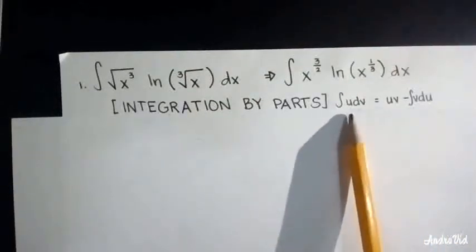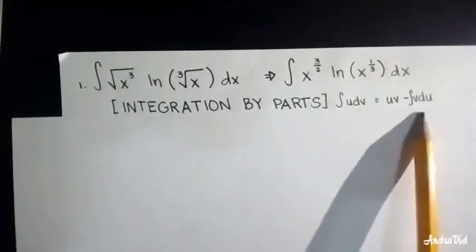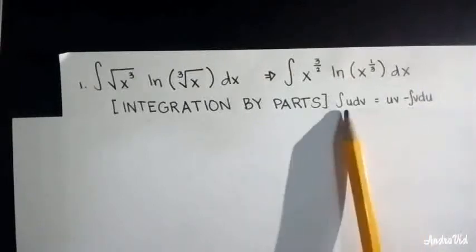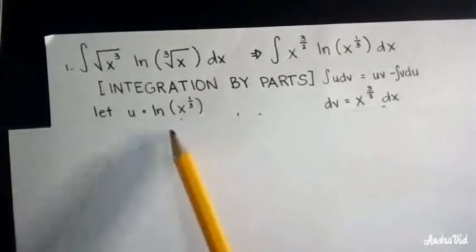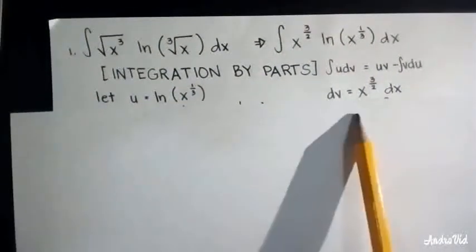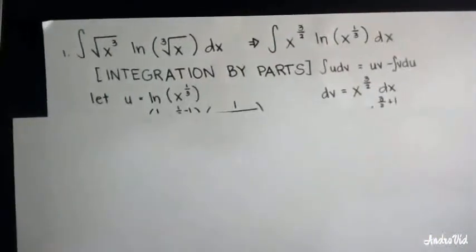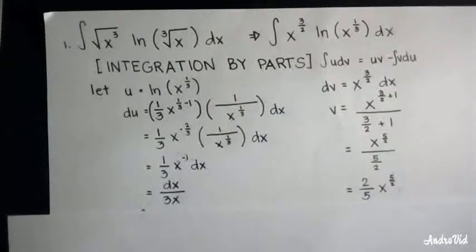We have the integral of u dv is equal to uv minus the integral of v du. So with this given, we need to set values for u and dv. We're going to let u be ln x raised to 1/3 and dv be x raised to 3 halves dx. Next thing we're going to do is to solve for du and v.